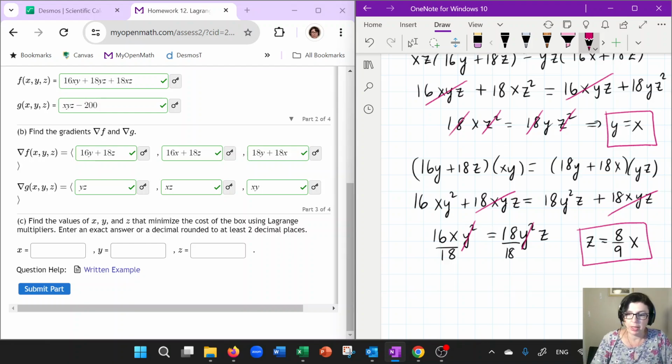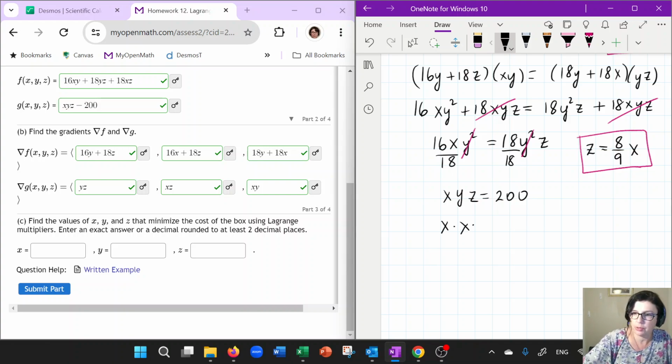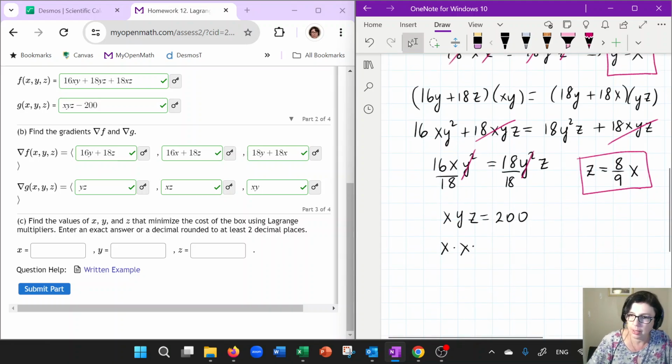And if you're wondering what else we're supposed to do, what else is always go back to the constraint. So the constraint has to be used at the end, okay? So if you didn't use it, that means you messed up. Now, the constraint says that xyz is equal to 100. So let's plug it in. So we already know that y is x, right? Because we showed that right over here. And then z equals 8/9 x. So we plug that in there, and that should be 200.